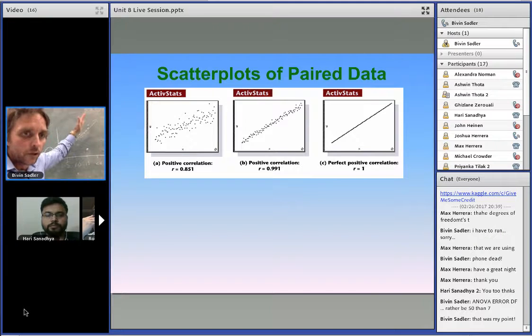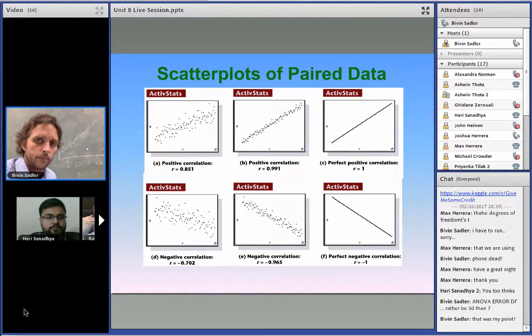And so it is a function of both how tightly it's correlated, how tightly it is around that line, and also the steepness of that line. So you can see here's kind of what you would expect, right? This is 0.851, pretty scattered, as it gets more and more tight until it just becomes perfect correlation of 1. And that works for negative correlation as well.